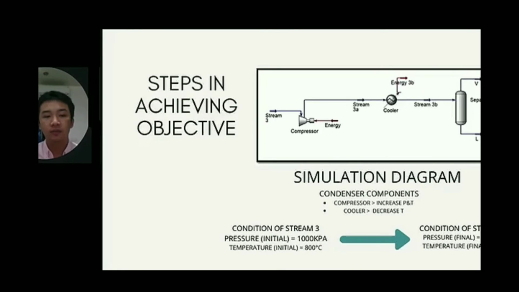In order to achieve the objective, a simulation diagram of the condenser is first designed, where it comprises a compressor to increase the pressure and a cooler to decrease the temperature. The condition of stream 3 is at an initial pressure of 1000 kPa and an initial temperature of 100 degrees Celsius, while the final pressure at stream 3B, which exits the cooler, is 6500 kPa and a final temperature of 95 degrees Celsius.